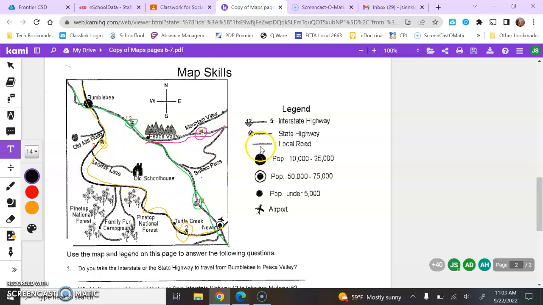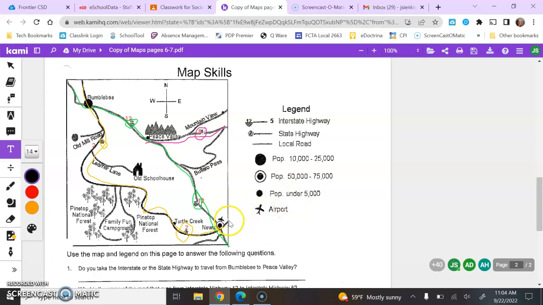Then a blank line is just a local road, and if you look here, this is a local road. This full circle means that this place, such as Bumblebee, has a population of 10,000 to 25,000 people. A circle with a dot with a circle around it down here has a population of 50,000 to 75,000 people.